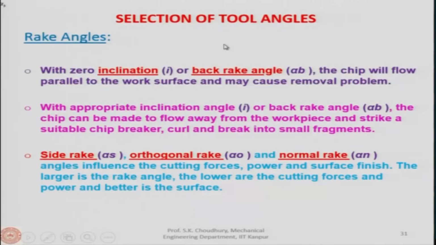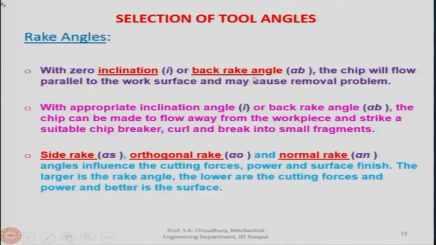Now, a very important point is how to select the tool angles. We have now described, in any of these systems, be it the ASA system, ORS system or NRS system, the rake angles, flank angles, two rake angles, two flank angles and two side cutting edge angles. So, how to select the value of the angle, this is very important, and let us discuss on which factors the selection depends.